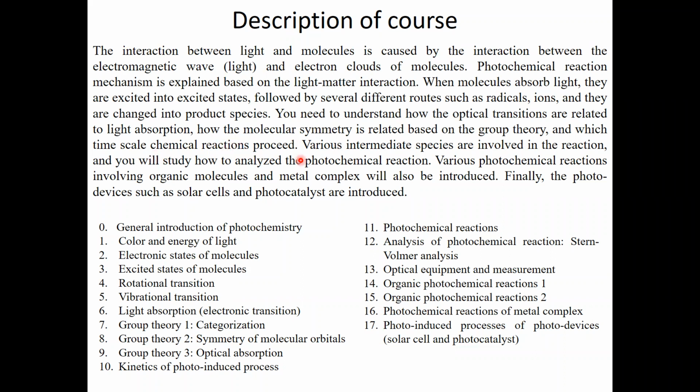In the photochemical reaction, various intermediate species are involved, and we will study how to analyze the photochemical reaction in terms of the reaction rate. And various photochemical reactions involving organic molecules and metal complexes will be introduced. Finally, we will study several photo devices such as solar cells and photocatalysts.